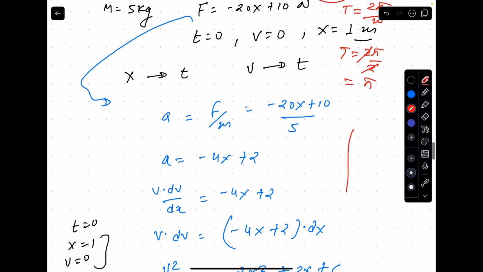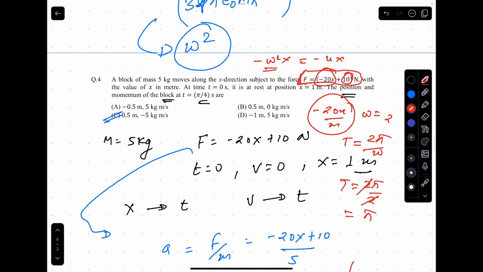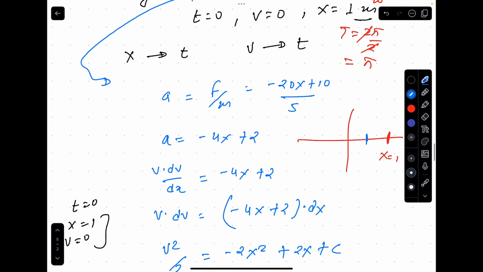Now look, somewhere the particle is there at t equals to 0, x equals to 1. Let us also find out the mean position of this particle. Look from here, minus 20x plus 10. So the force will be 0 at x equals to 0.5 meter, right? Now look, the time is 5 seconds. Because of this, in any damped oscillation, the time period won't change. So the complete oscillation's time period will always be pi only.